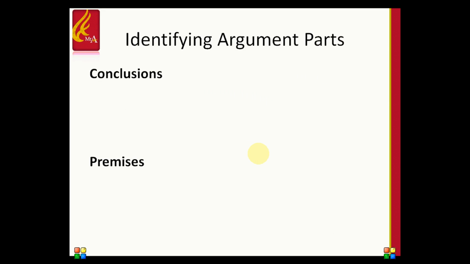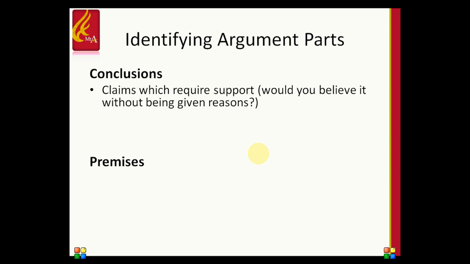Okay, so how do we identify the parts of an argument? This might seem like a pretty straightforward task, but when arguments get complicated and longer and embedded across a whole book or a larger paper, it can often be easy to lose track of these things. So conclusions, again, are claims which require support. One way to identify them is to ask yourself whether or not you would believe it without being given reasons. And if it is a claim that's not common knowledge, and it also looks like the other information in the paper or the article is trying to support this claim, then that's likely the conclusion.